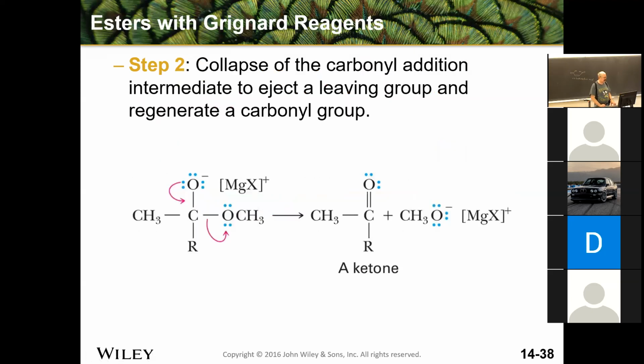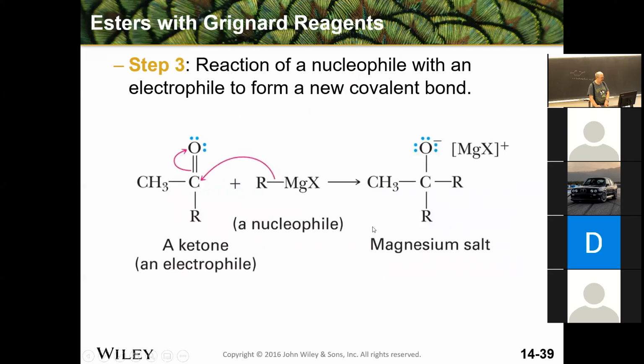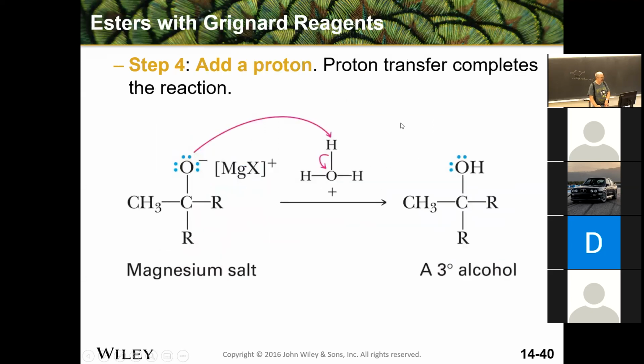So this hemiacetal anion collapses. Oxygen pushes down and kicks out OCH3 minus, and we get a ketone. The ketone is then subject to attack by the second equivalent of Grignard. And then when we hydrolyze that, when we add dilute acid, oxygen picks up a proton and we get a tertiary alcohol.